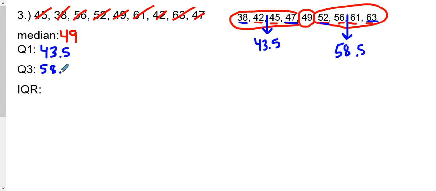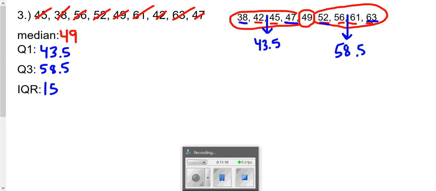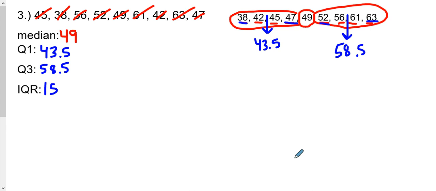Okay. Now, remember, IQR is interquartile range. That's the big minus small. So the interquartile means Q3 minus Q1. So we have 58.5 minus 43.5, and that gives us an interquartile range of 15. And I just want to talk very briefly about interquartile range and truly what that is. All that means is that the middle section of your data ranges 15 points here.